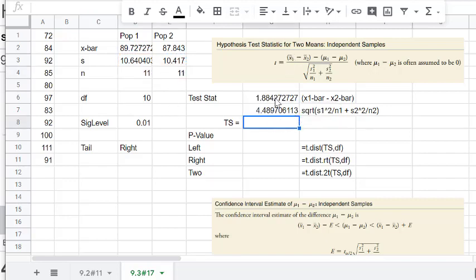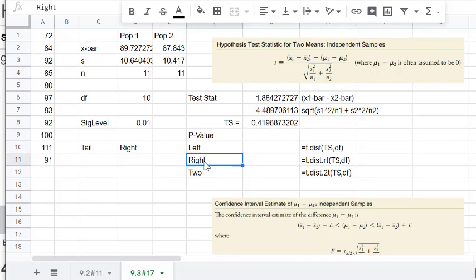And then our test statistic is going to be the quotient, or the division of these two things. So we'll say equals the numerator divided by the denominator. And we got a test statistic of 0.41. So that's fairly close to zero. I think we're going to get a pretty large p-value out of this, but we'll see to make sure.